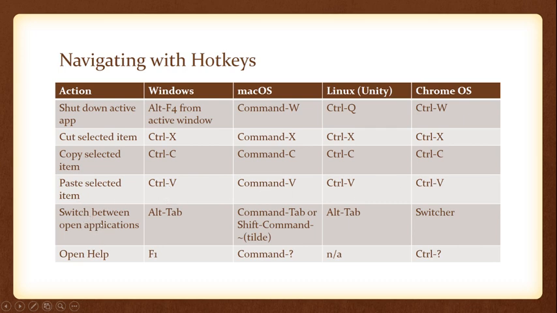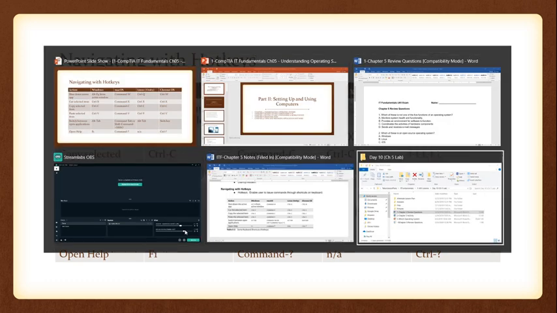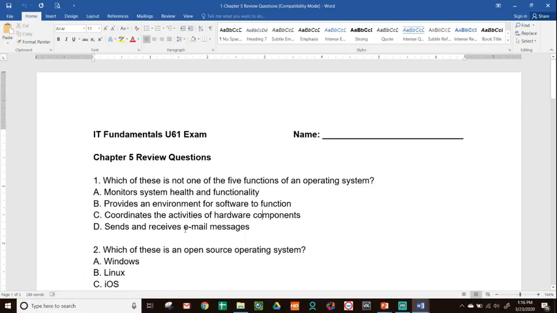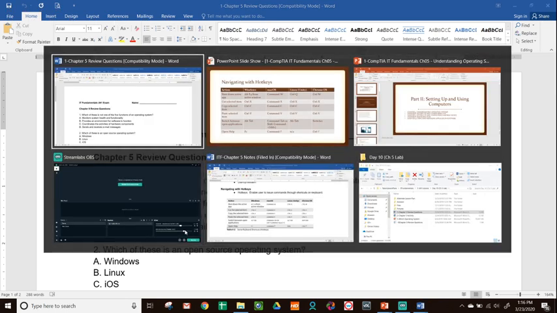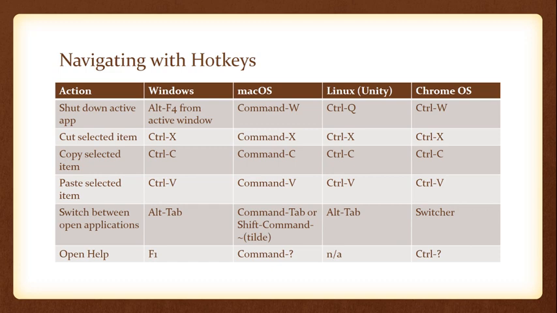Switching between open applications, if I have a whole bunch of things open, and I'll show you this right now, then you can hit Alt-Tab in Windows. Now I'll do that right now. If I hold down Alt and I toggle through Tab, you can see I've got 6 different things open, and I'm going through. I'm holding down Alt this whole entire time, but I'm hitting Tab, Tab, Tab, Tab. And what that does is it changes what I want to go to. If I want to go to the review questions, I could let go, and there I go. We're not ready for those just yet, so I'm going to go back to the PowerPoint, and I'm back here. So Alt-Tab allows you to switch between open applications.